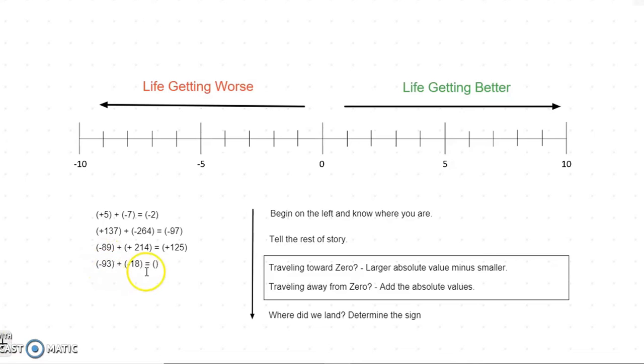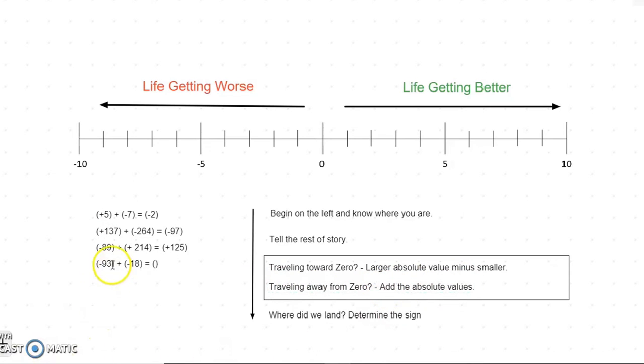So doing our last example now, which we'll use our other rule, we're beginning at negative 93. That's knowing where we are out here on the left side of our number line, way off the computer screen. And to tell the rest of the story, we know that we are going to add 18 stinky socks. So if I'm beginning to the left and my life is getting worse, you guessed it, we are traveling away from 0. If we're traveling away from 0, it says add the absolute values.